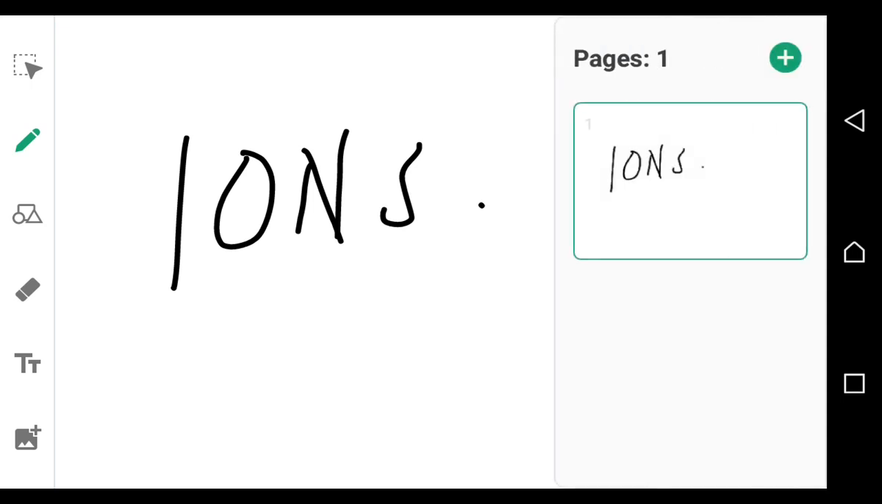We're still continuing on ions. Okay, so there it is.